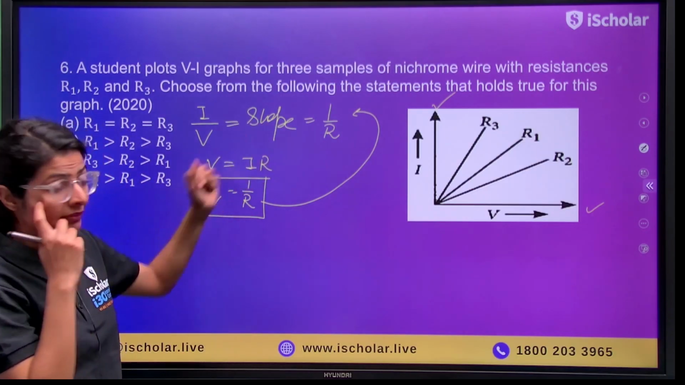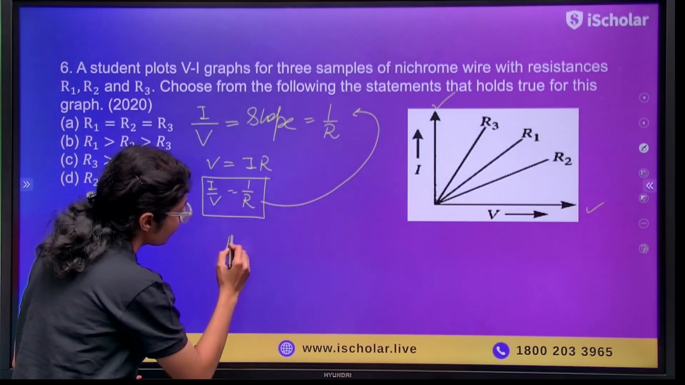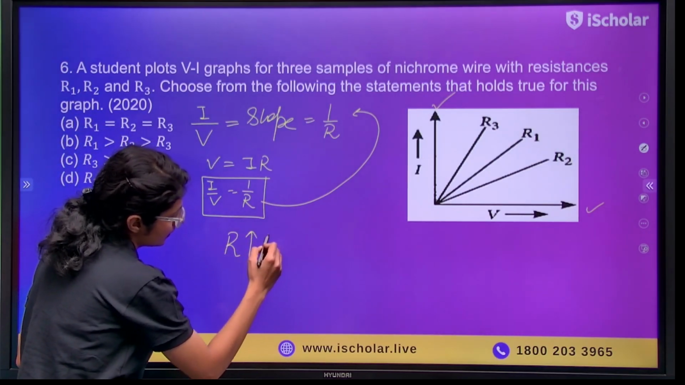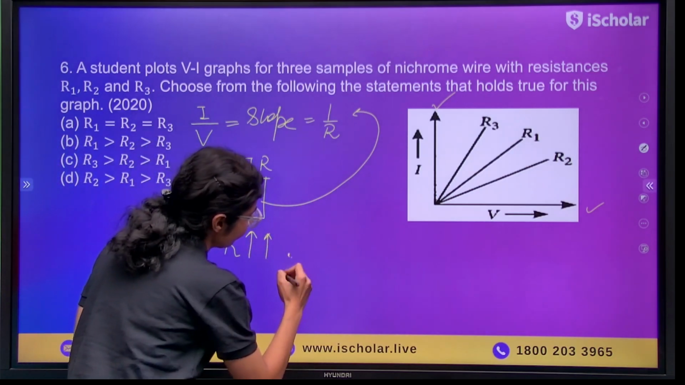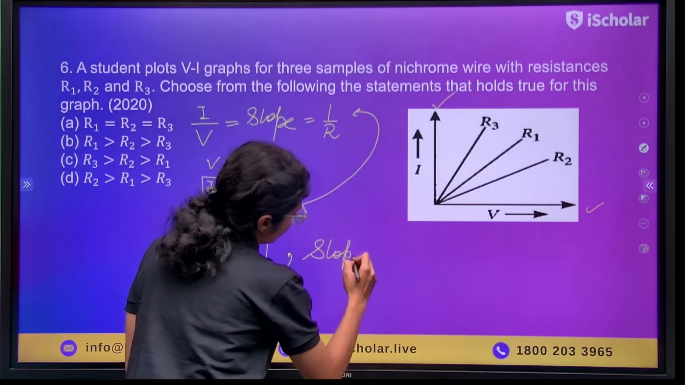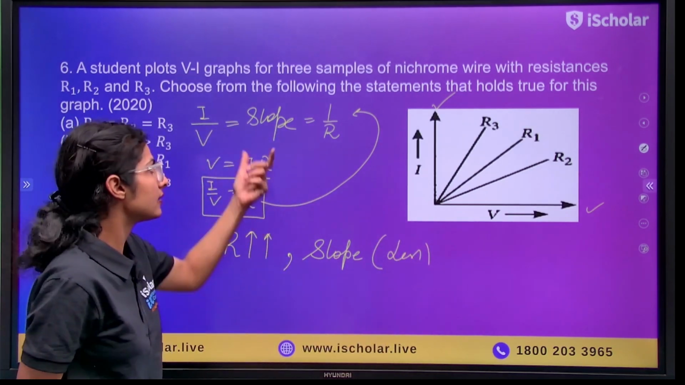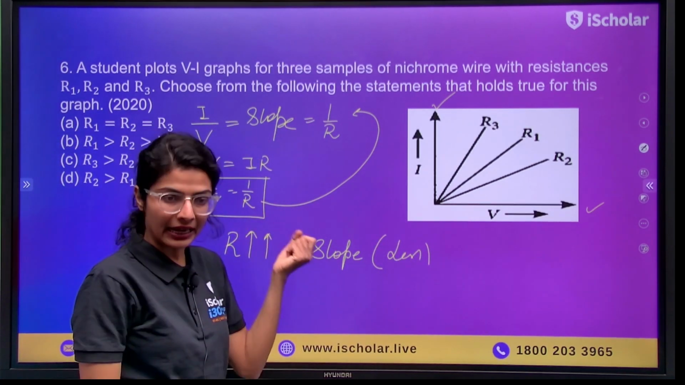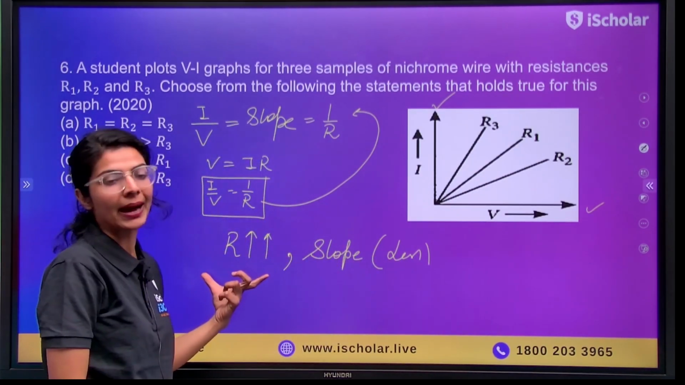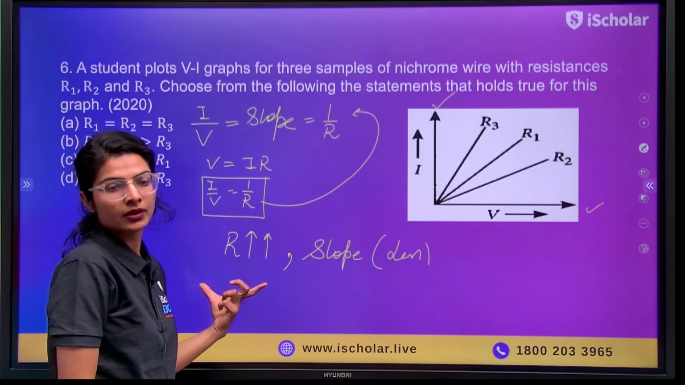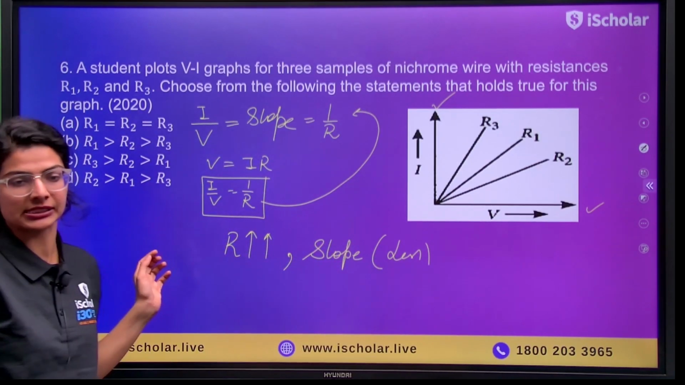Okay. Now from this again, can I say that the greater the value of R, the less the slope would be? Or can we say that the graph which has the least slope is going to have the maximum resistance? The graph with the maximum slope is going to have the minimum resistance.